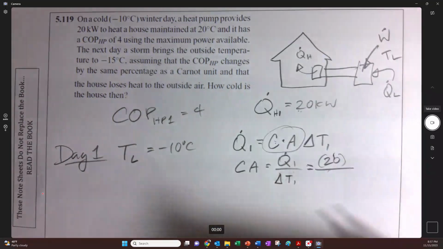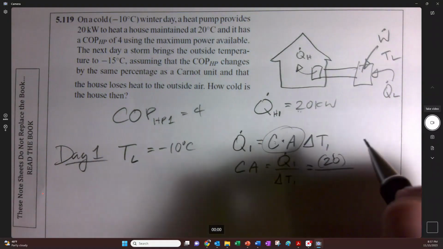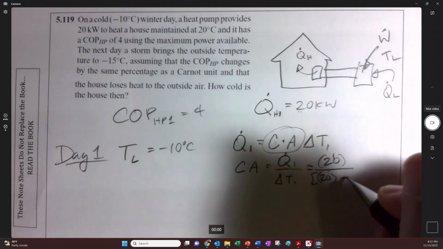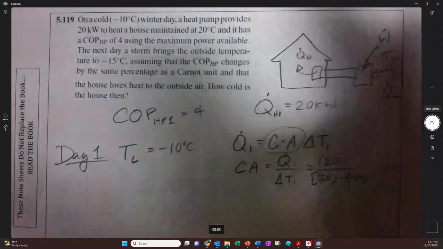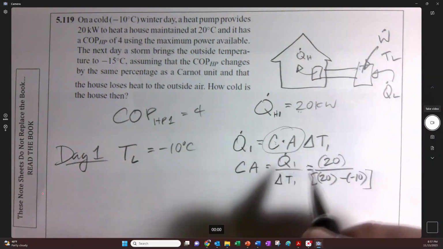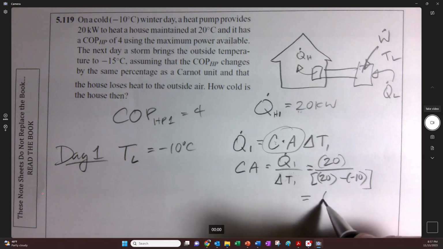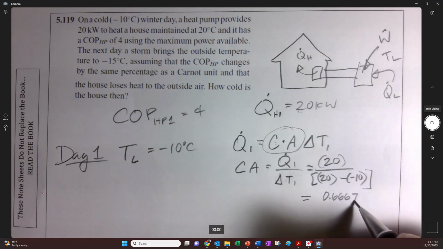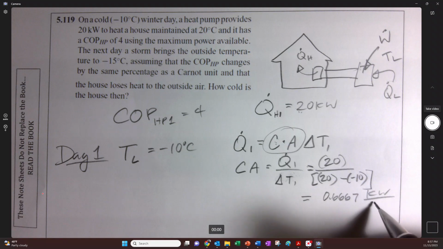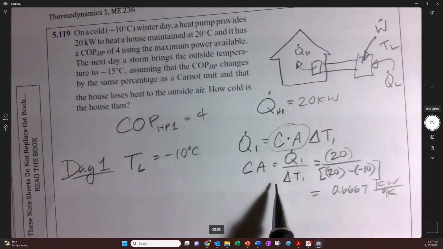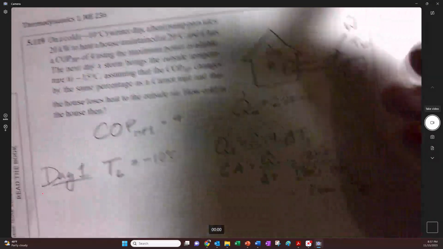Delta T is the inside temperature and the outside temperature, 20 degrees on the inside and negative 10 degrees on the outside. So it's a minus minus, and we just came up ourselves with a coefficient of 0.6667 kilowatts per degree Kelvin. These are a coefficient and an area combined together. So this is like a heat transfer of how much insulation there is.